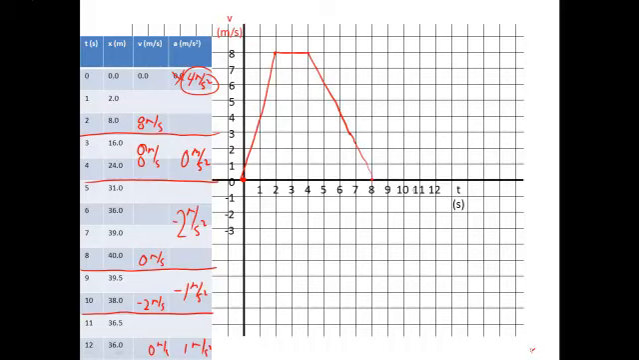And then at the end of 10 seconds, we're supposed to be down to negative 2. So from there to there. And then finally, at the end of 12 seconds, we get to 0 meters per second. So that's what our graph should look like on the velocity time graph.